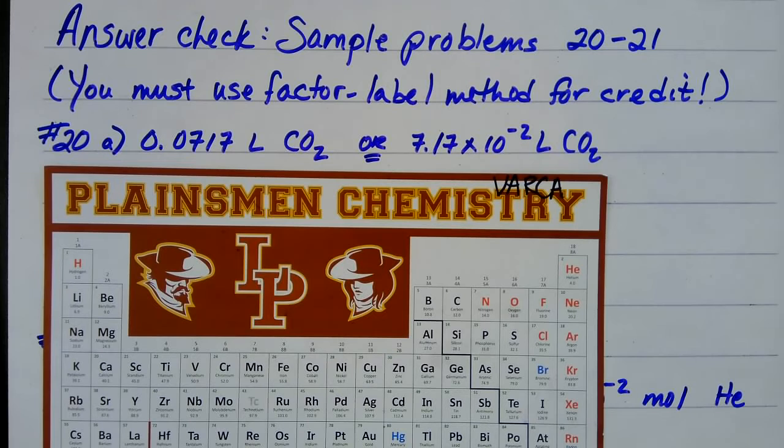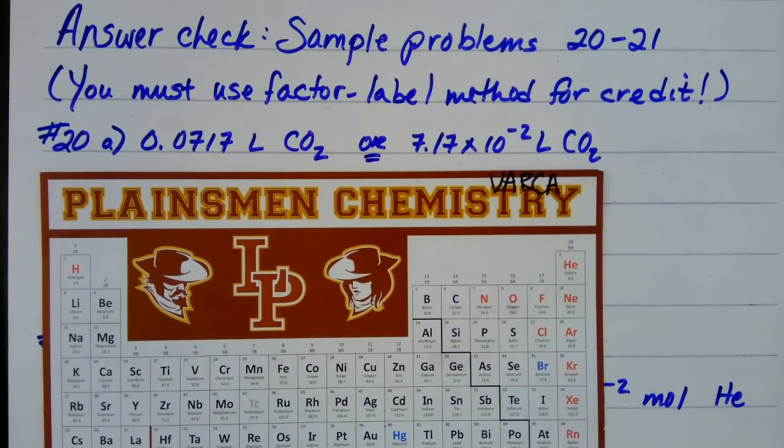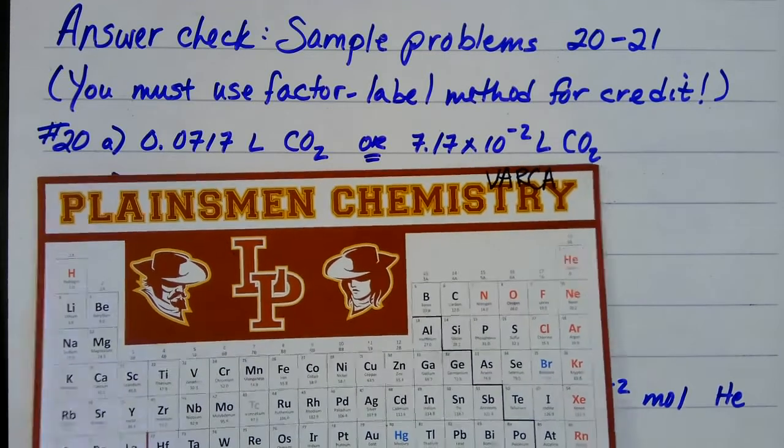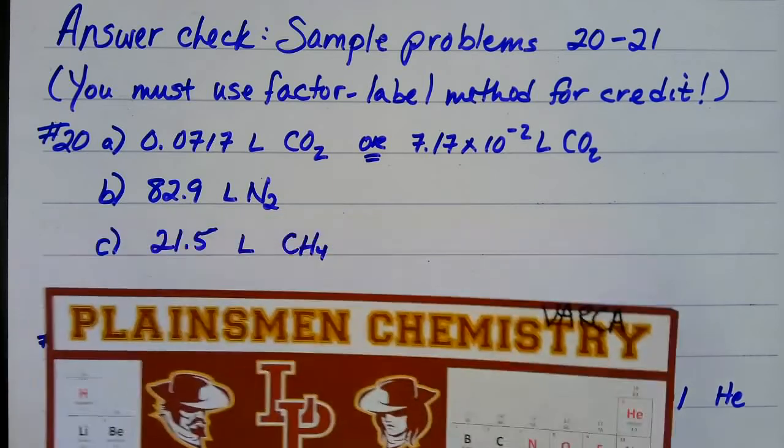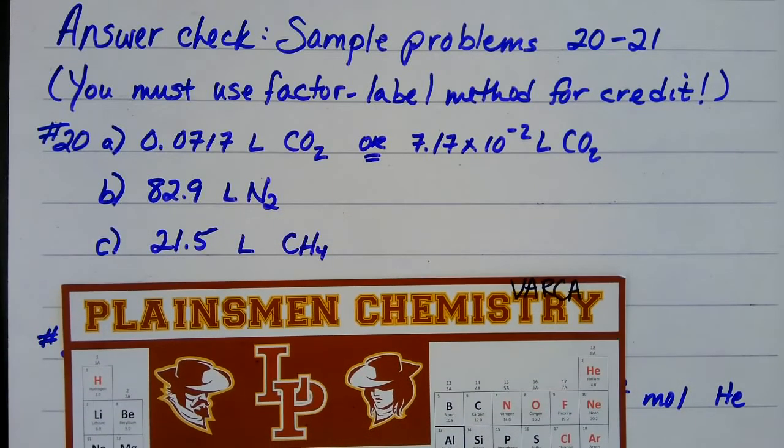Here's the answer check for the sample problems. I'll start with number 20, and then I'll do an example from 21. So previously I had worked through number 20. There is your solution. You could show it either in scientific notation or not in scientific notation. For problem B, the answer is 82.9 liters of N2. For problem 3, 21.5 liters of CH4.